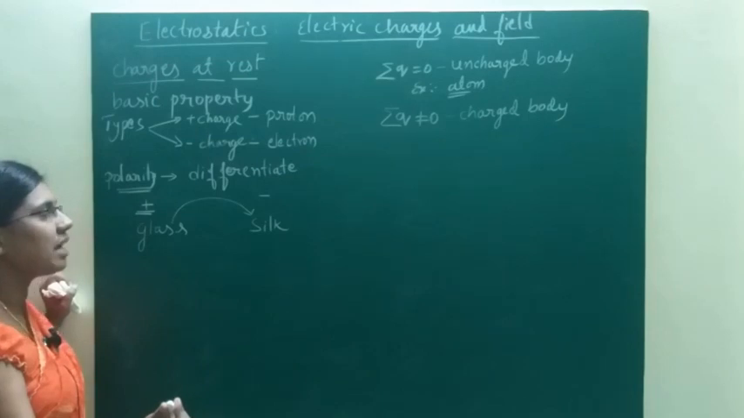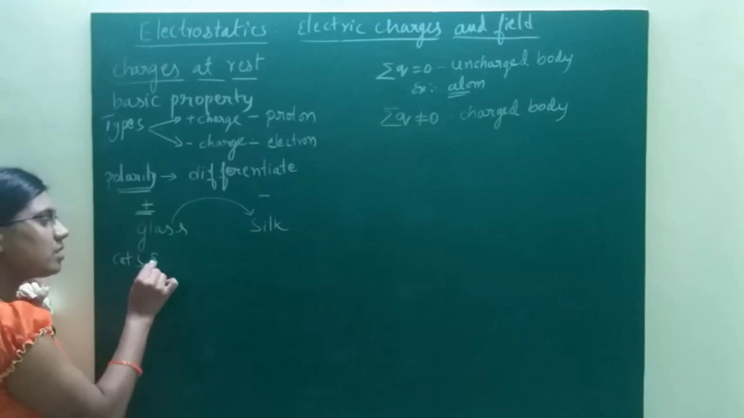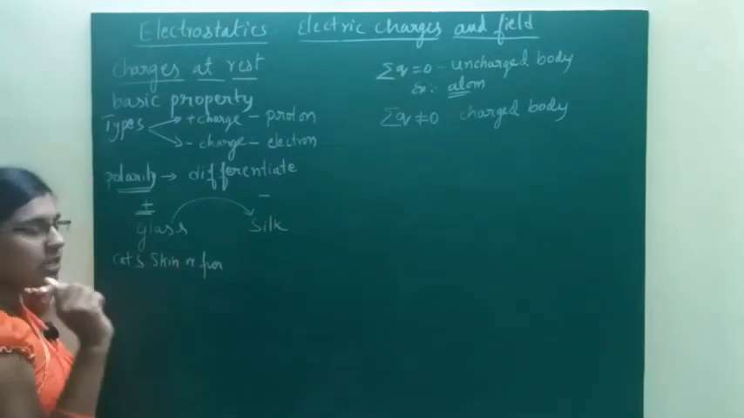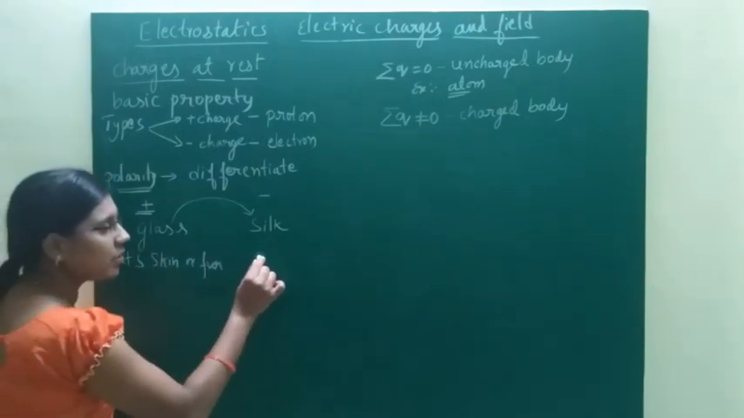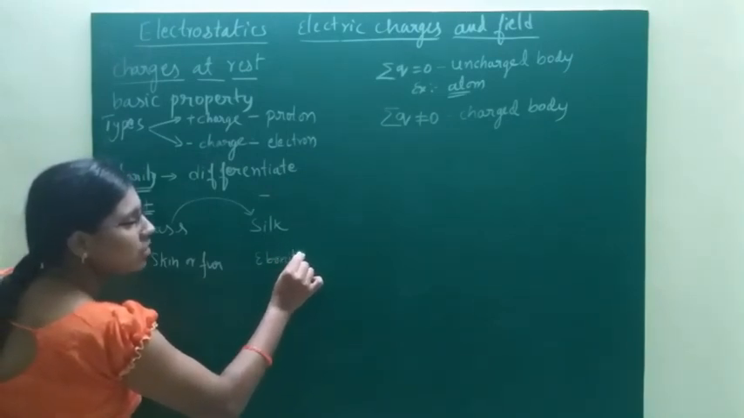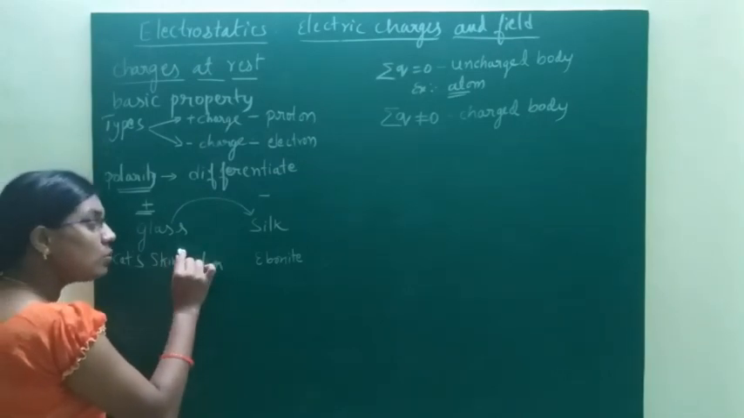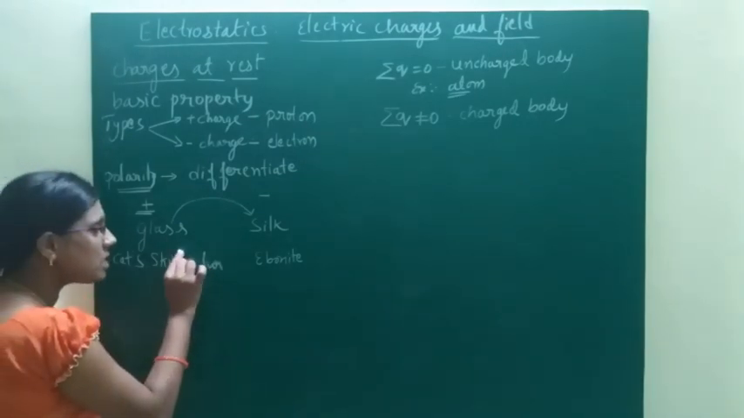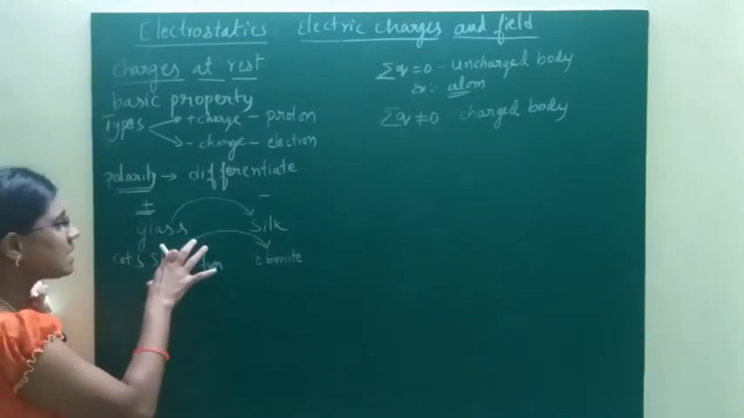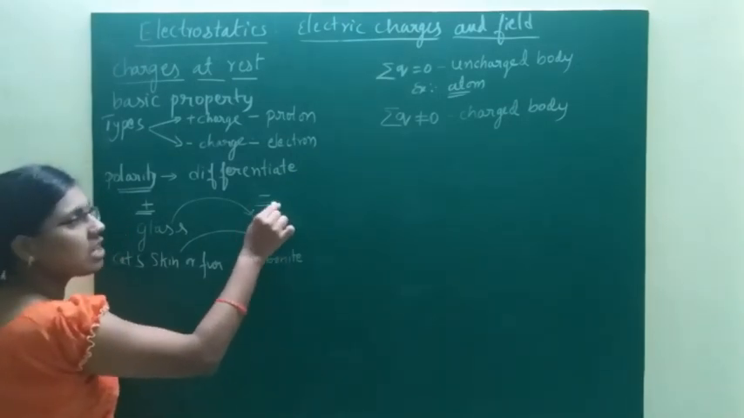In the same way, if you rub an ebonite rod with cat's skin or cat's fur, the cat's fur loses electrons. Means electrons from the cat skin transfer to the ebonite rod. Therefore, cat skin becomes positively charged and the ebonite rod becomes negatively charged.